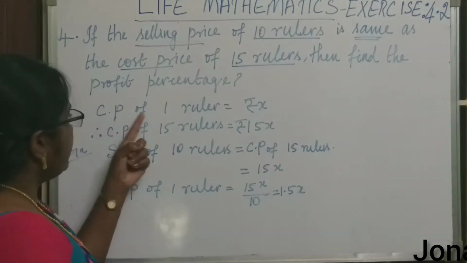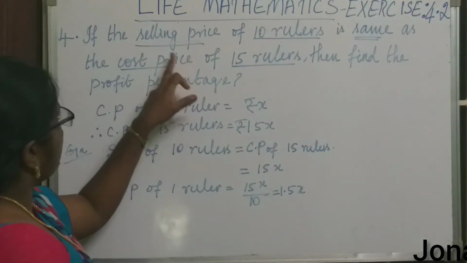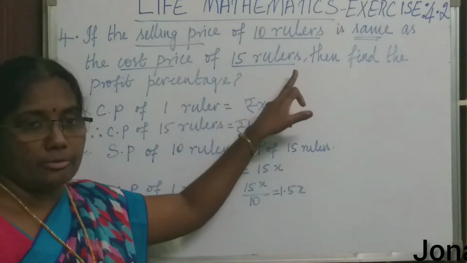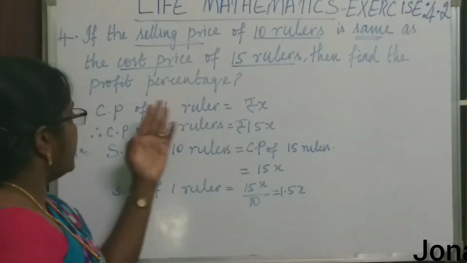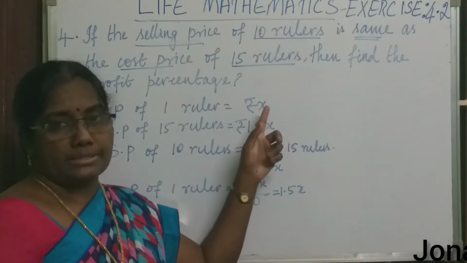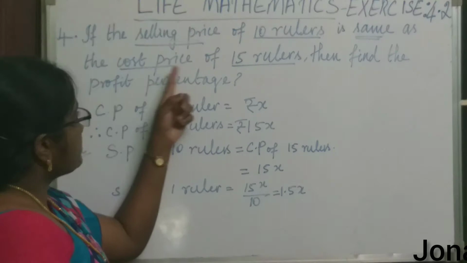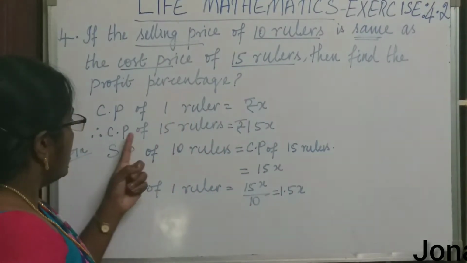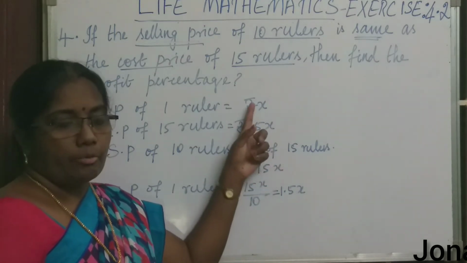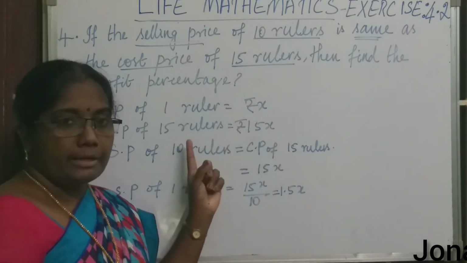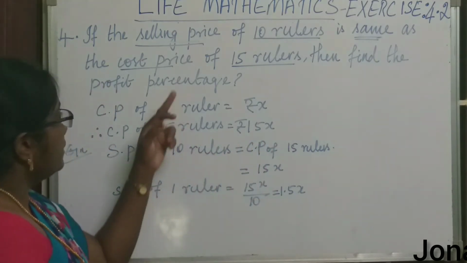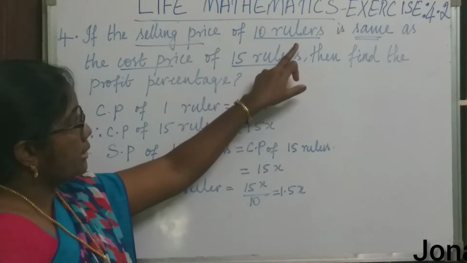Here it's given the CP of 1 ruler. Here the selling price of 10 rulers is the same as the CP of 15 rulers. So let the cost price of 1 ruler equal X rupees. The cost price of 15 rulers is 15x rupees. 1 ruler costs X, 15 rulers cost 15x rupees. And then the SP of 10 rulers is given.